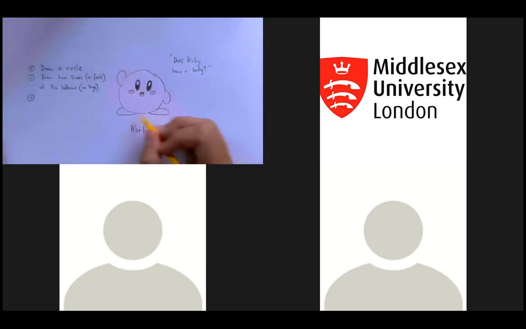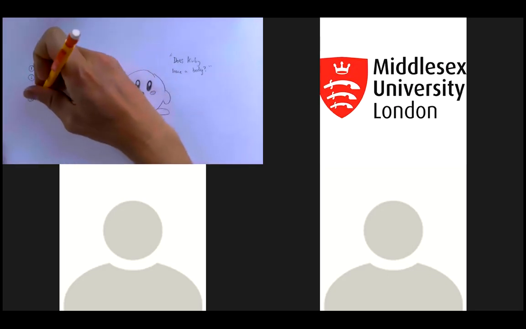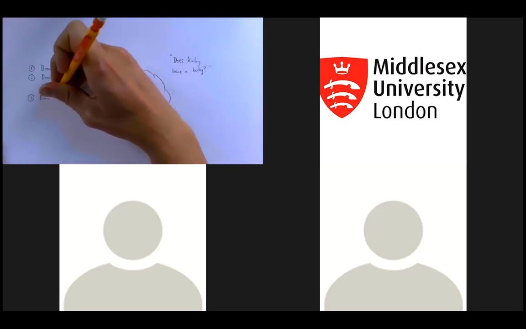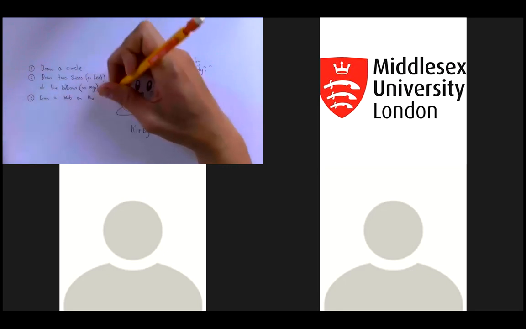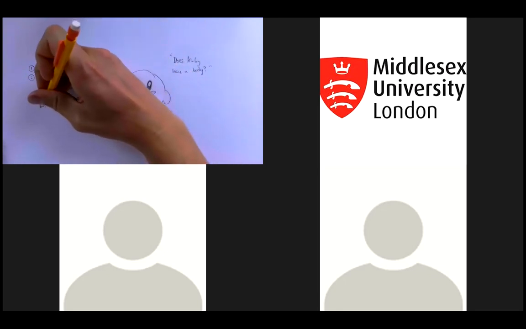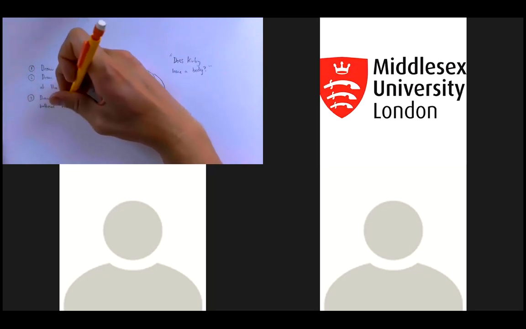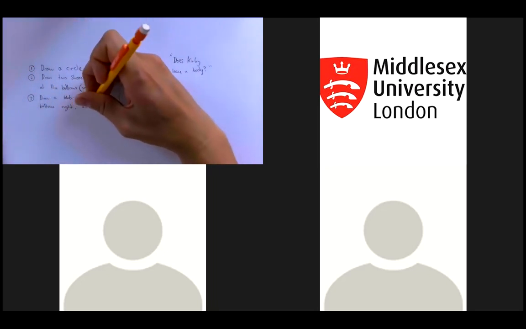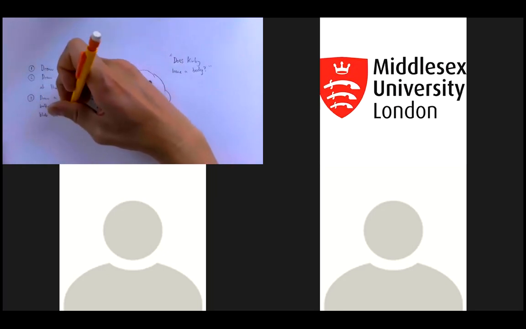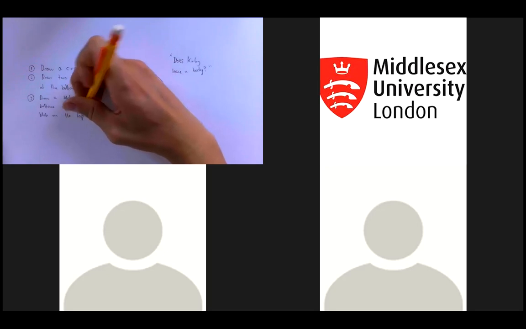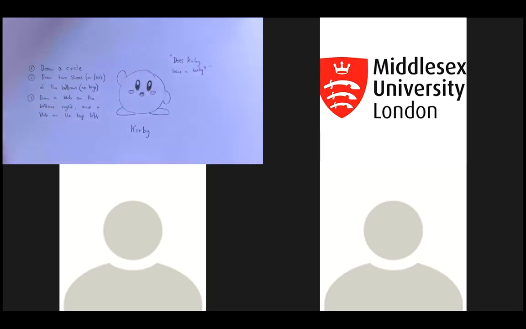I've drawn his feet. I've drawn the main circle. Let's draw a kind of arm or a hand or a blob. I'm just going to call it a blob on the bottom right. And a blob on the top left. This should be his hands.